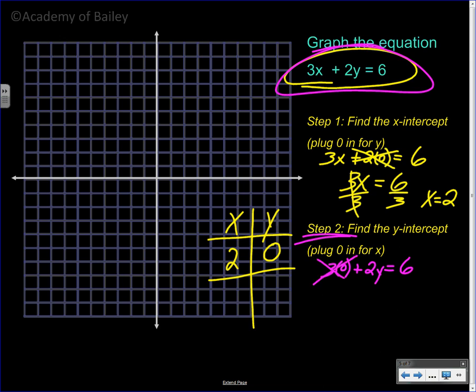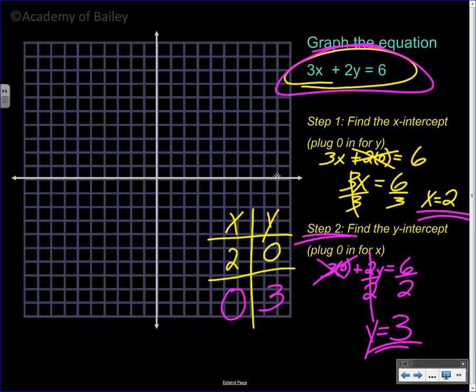Three times 0 is 0, so we can go ahead and cross that off. And since we plug 0 in for x, we're going to put 0 into the table. To get y by itself, you divide by 2, leaving you with y is equal to 3. So we have both of our intercepts. X-intercept is 2, y-intercept is 3.